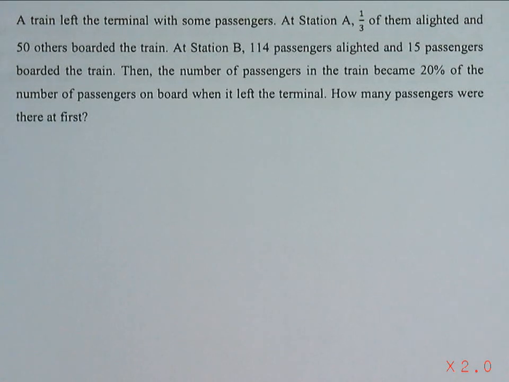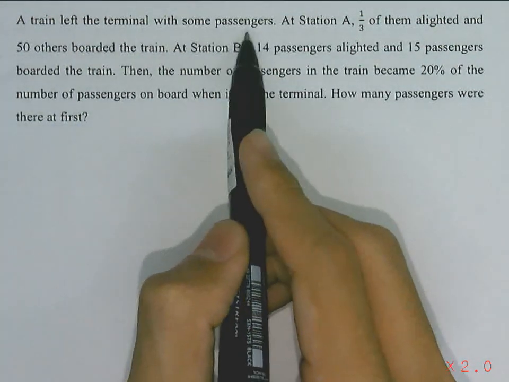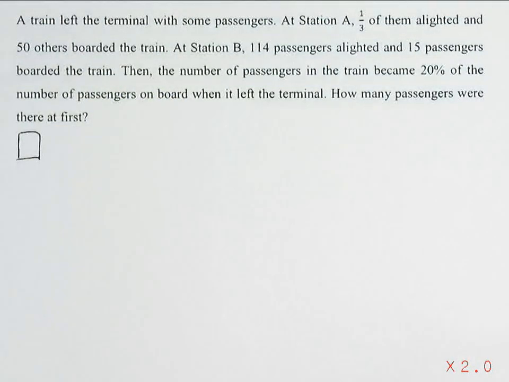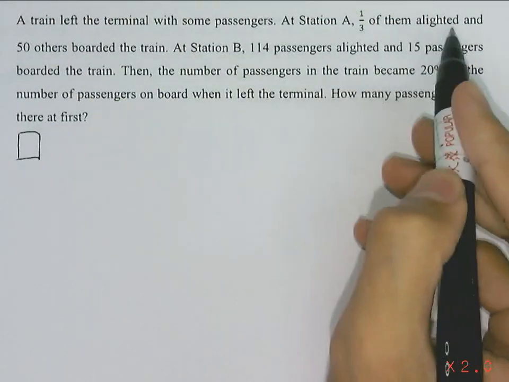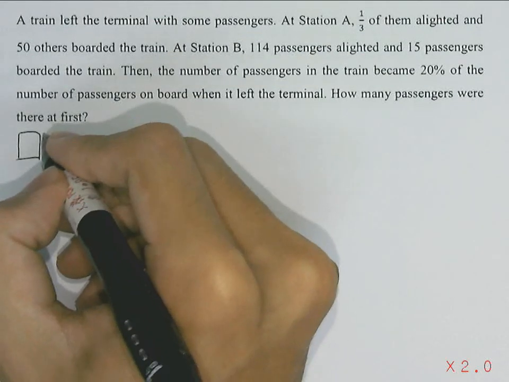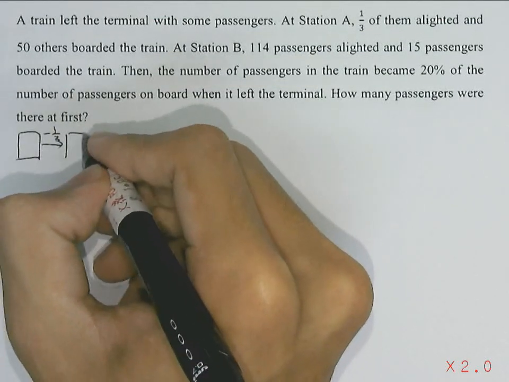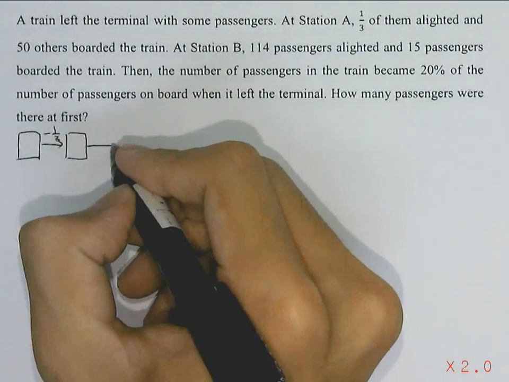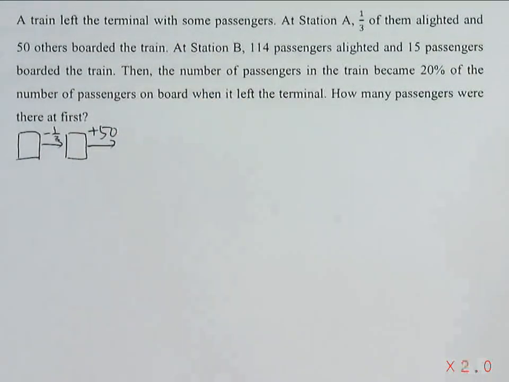So the question tells us a train left the terminal with some passengers. So this is an unknown number of passengers. At station A, 1/3 of them alighted. So we lost 1/3 of the passengers. And 50 others boarded the train. So we will increase by 50 passengers.